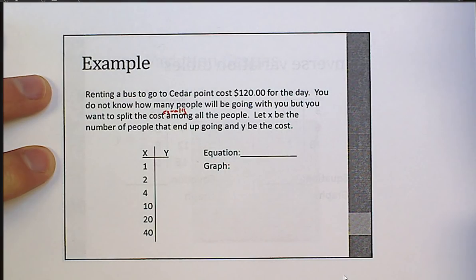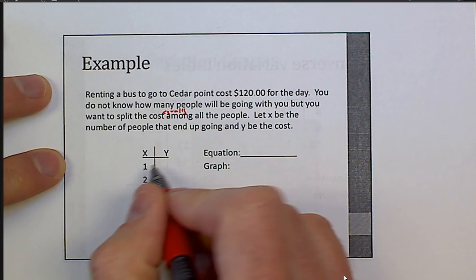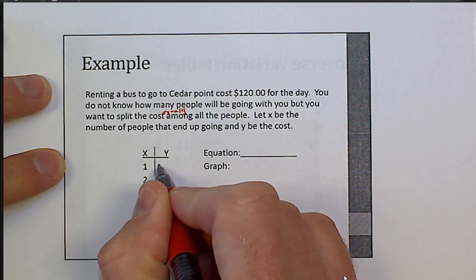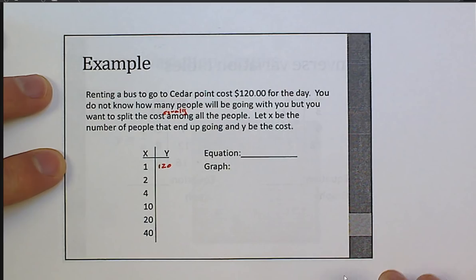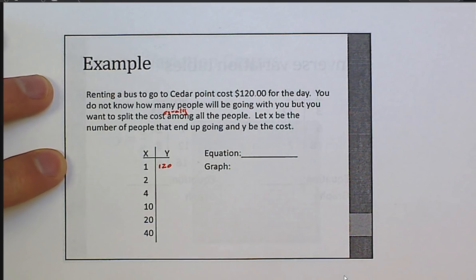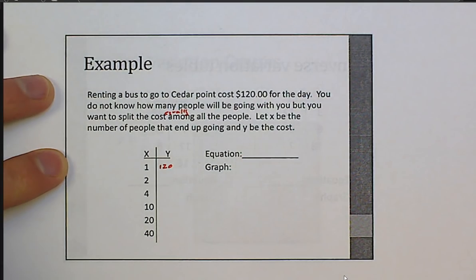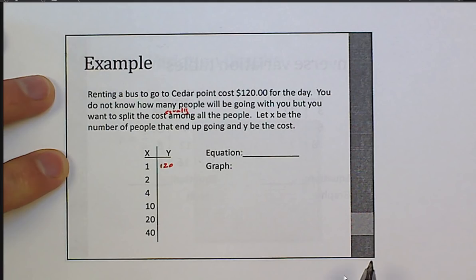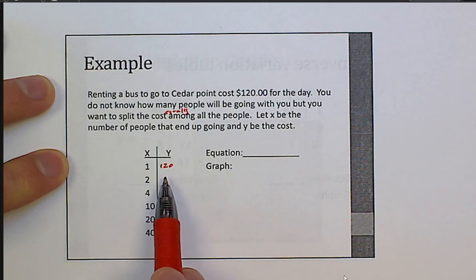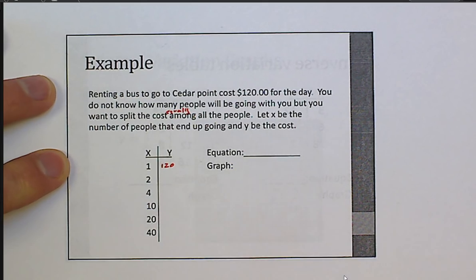So let's take a look at the situation that we have going on here. If one person rides this bus, they're going to have to pay that $120 by themselves. Obviously, we want more people going on the bus, so the cost per person decreases, right? That, what I just said, is kind of what inverse variation is. As your x values go up, as the more people increase, your cost is going to come down. So if you caught that, that's what inverse variation is.